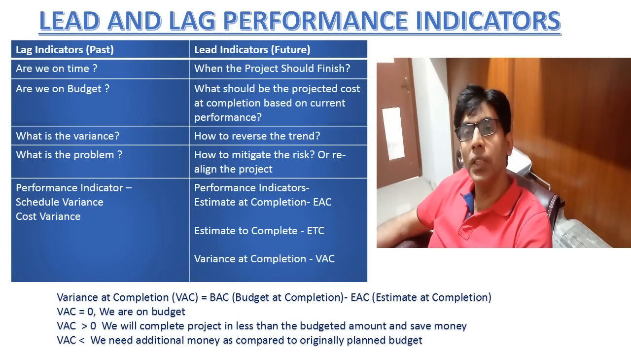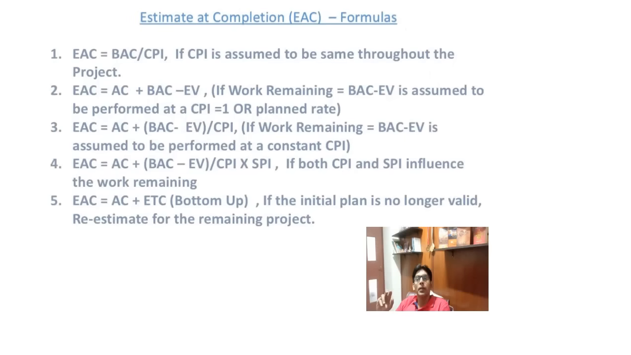There are 5 different approaches that can be used to calculate the value of estimate at completion. Each of these approaches is applicable for any given project and will provide the project management team with an early warning signal if the EAC forecasts are not within the acceptable tolerances. Now let's go through each of these approaches one by one.